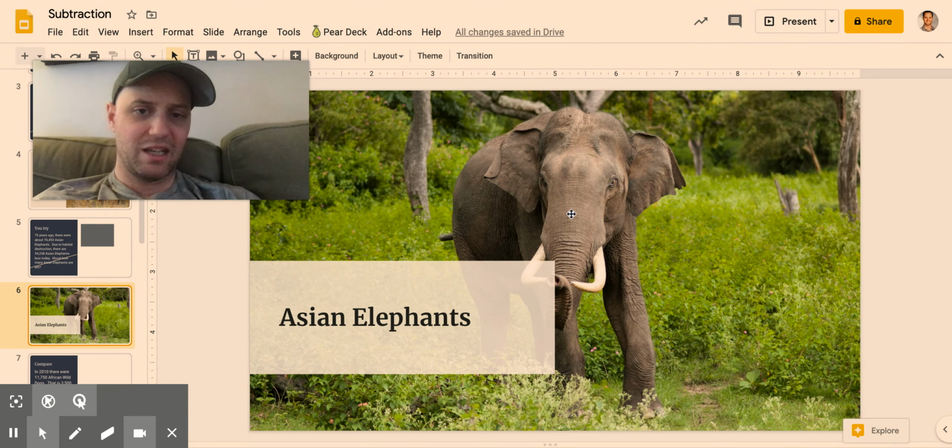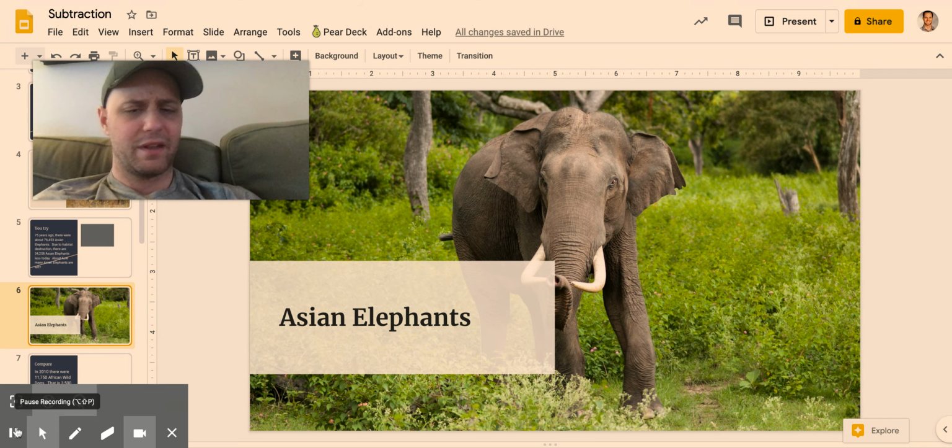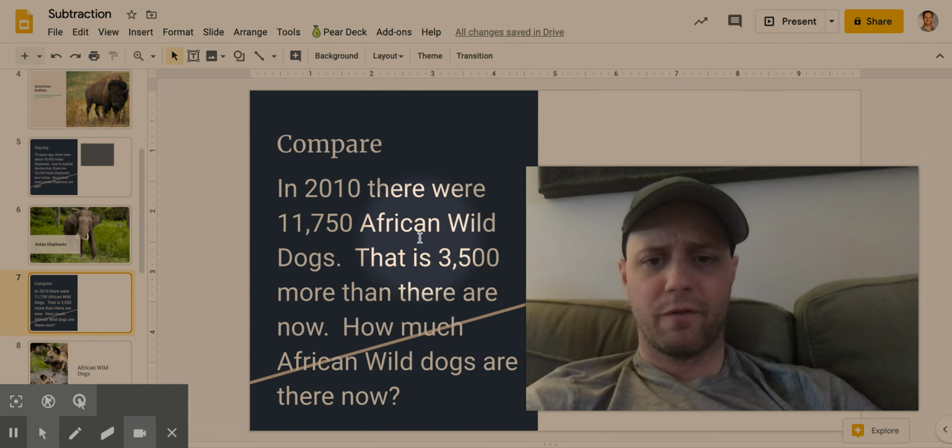This is an Asian elephant right here. You can notice the ears are different than an African elephant. I think they're also smaller than African elephants. And now for African wild dogs.